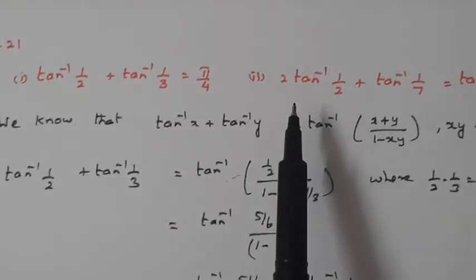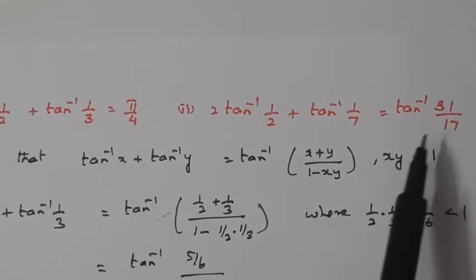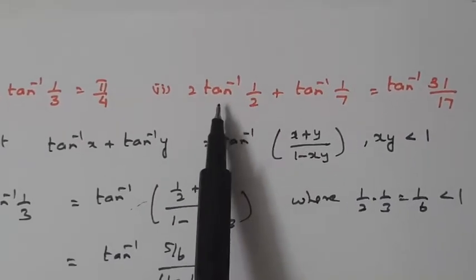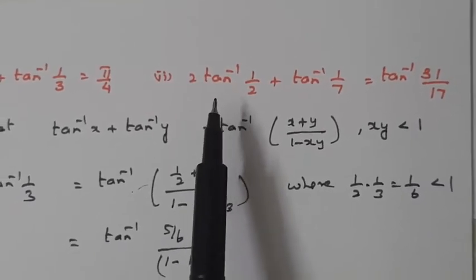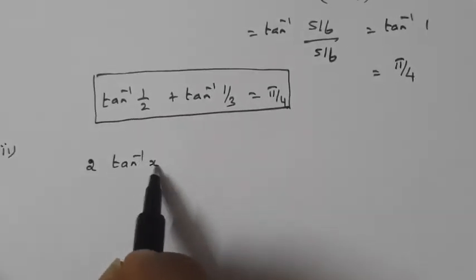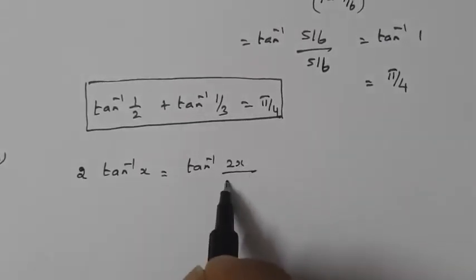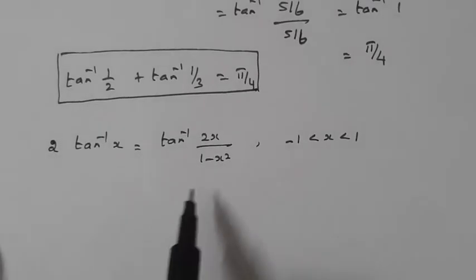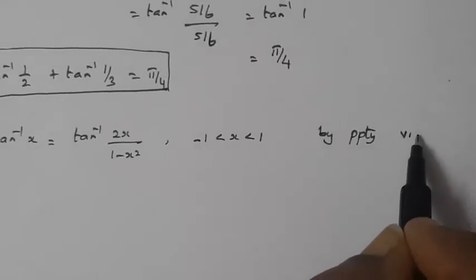Then second subdivision is 2 tan inverse of 1 by 2 plus tan inverse of 1 by 7 is equal to tan inverse of 31 by 17. So, here we come across one term, 2 tan inverse of x, like 2 tan inverse of 1 by 2, and we have one formula for 2 tan inverse of x by property number 7. By property number 7, 2 tan inverse of x is equal to tan inverse of 2x divided by 1 minus x squared, where x lies between minus 1 and plus 1.